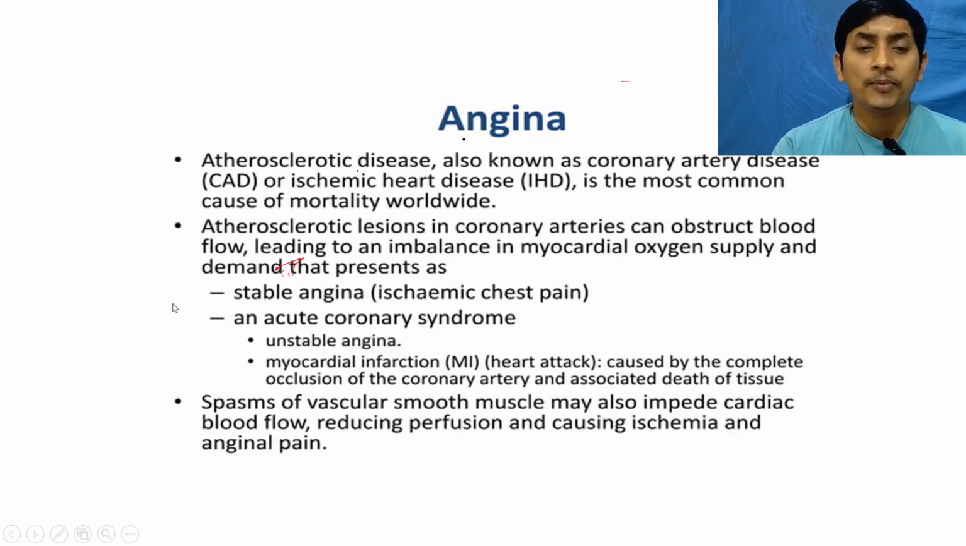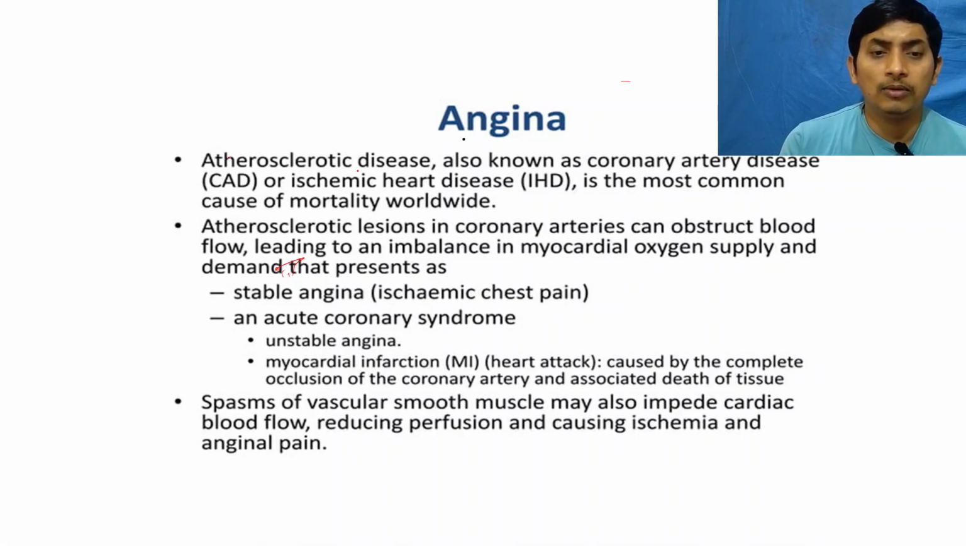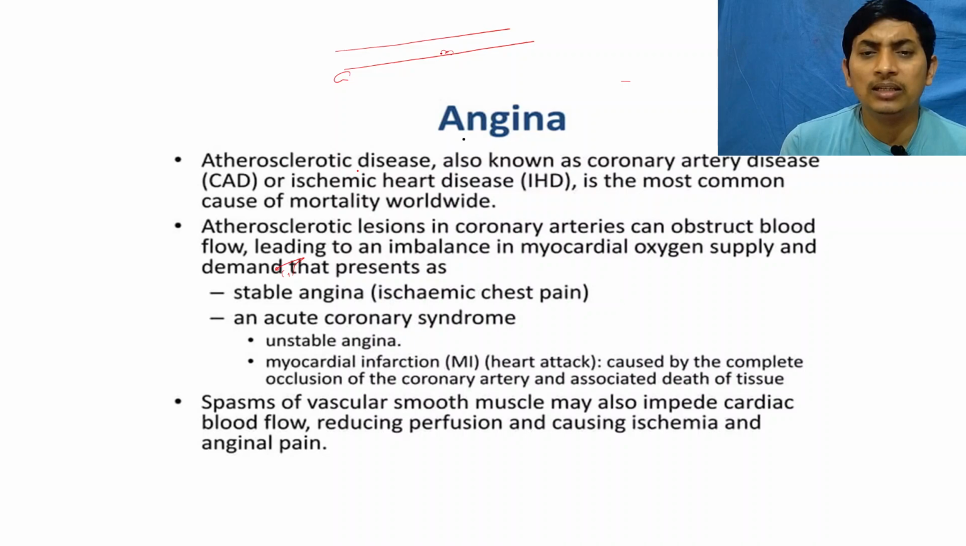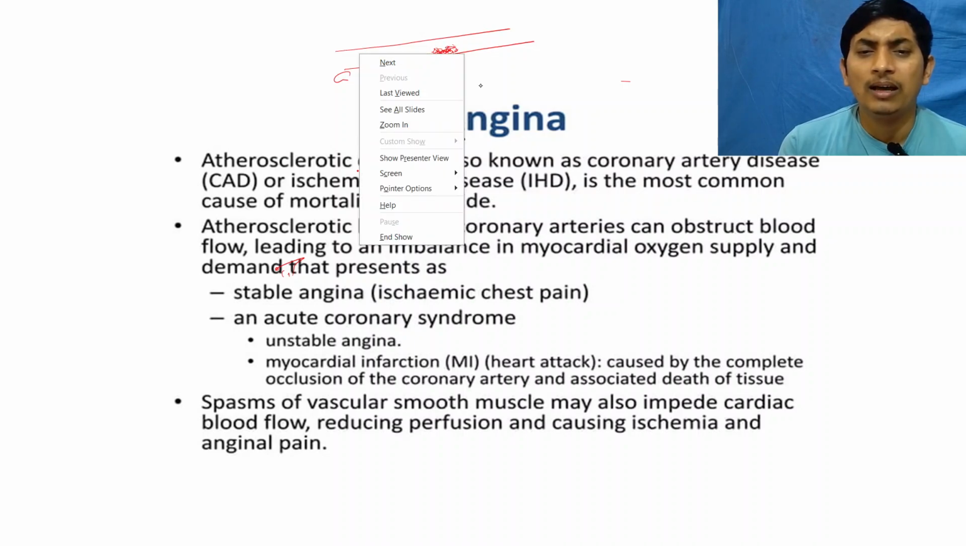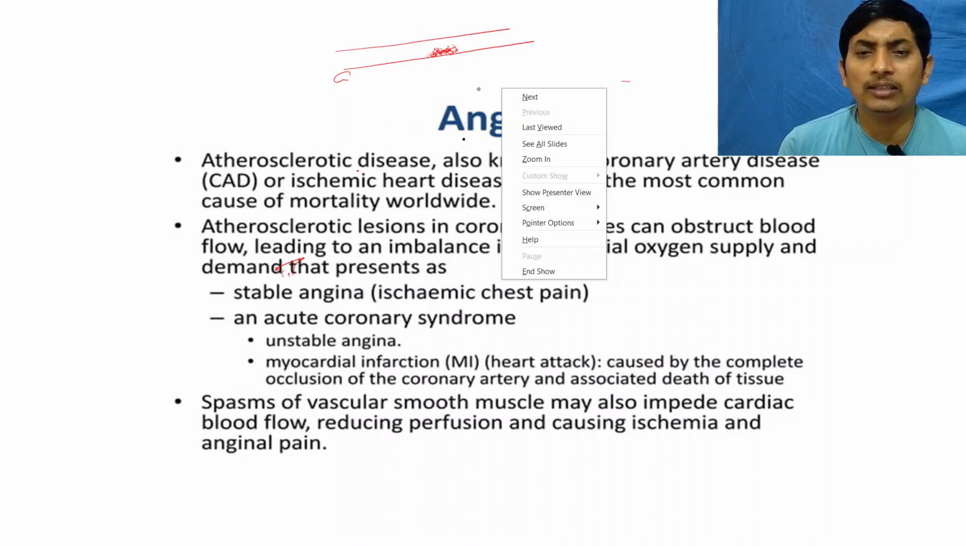So what is angina? Angina is mainly a type of atherosclerotic disease. What is atherosclerotic? Suppose this is a blood vessel. If any deposition happens in this blood vessel, like cholesterol, blood cells and aggregated platelets, it starts blocking. This is called atheroma. It forms day by day, over a long period of time, around 1 year, 2 years.